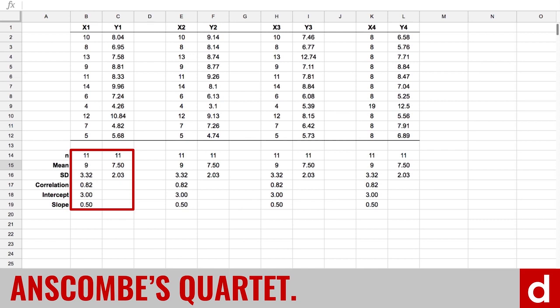See those numbers right there? They're the same as those numbers right there, and the same as those numbers right there. So, based on a cursory numerical analysis, these 4 data sets are identical. On the other hand, when you graph it, you see it doesn't really hold up.